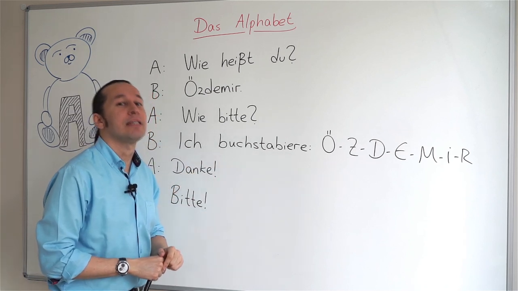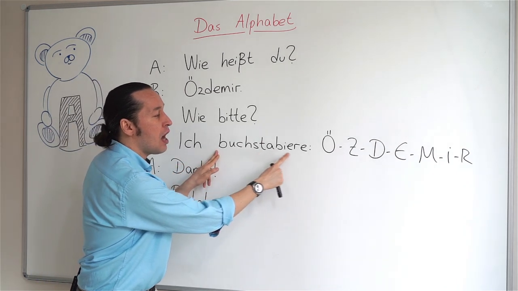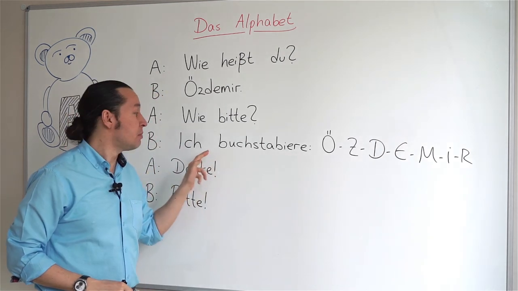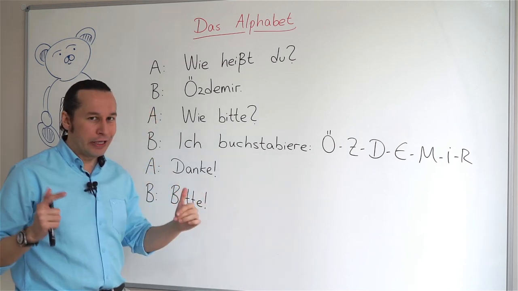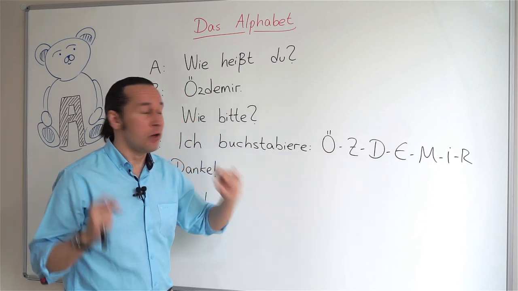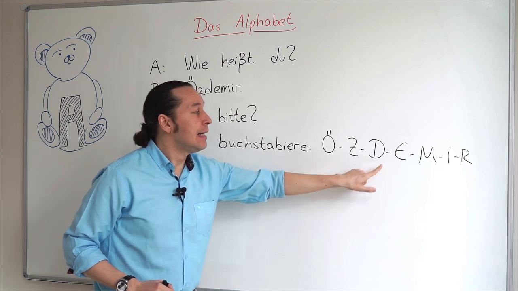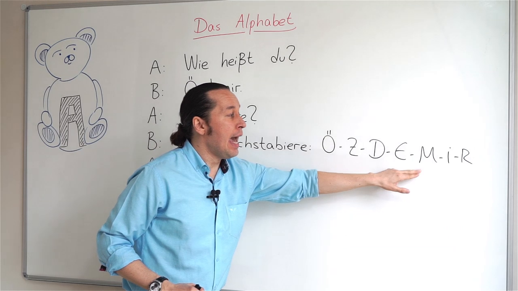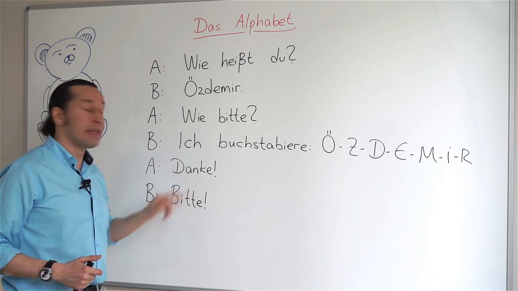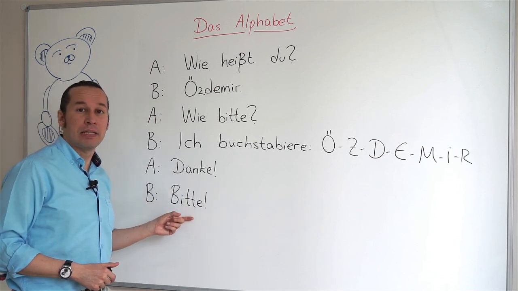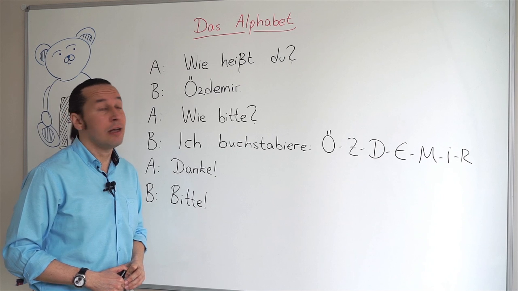Buchstabiere, that means spelling. I'm spelling this, so that stands for Buch. Buchstabiere. Please repeat after me. Ich buchstabiere. Okay, so you need to concentrate on the alphabet, right? In the German alphabet. So I would say this for Ö, Z, D, E, M, I, R. If I say thank you, that stands for danke. You're welcome, bitte. Okay?